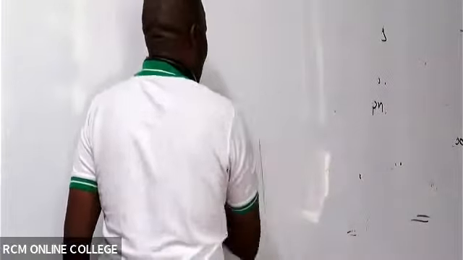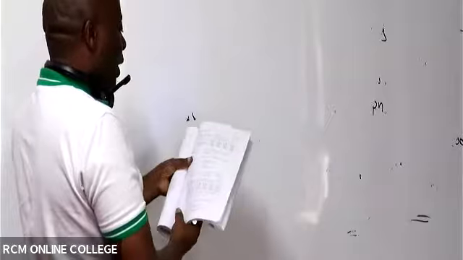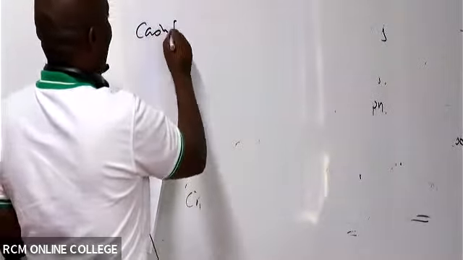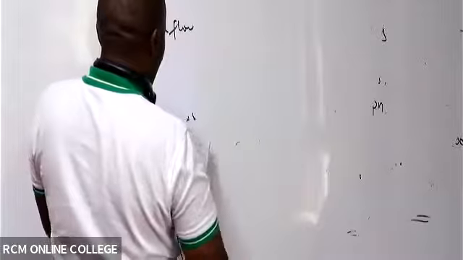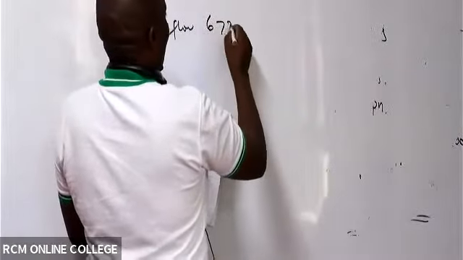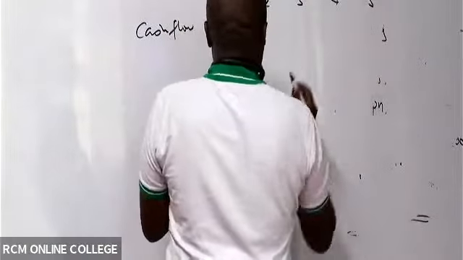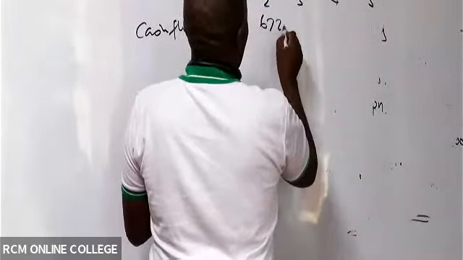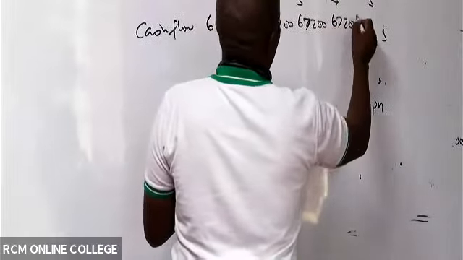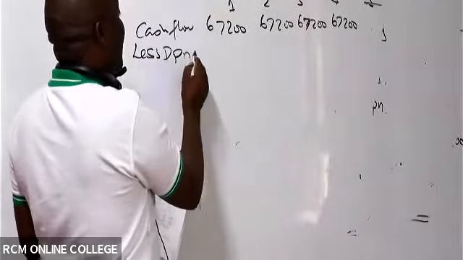So for project MX, we have our cash flow here. We are given 67,200 for each of the four years. So come here and less our depreciation.